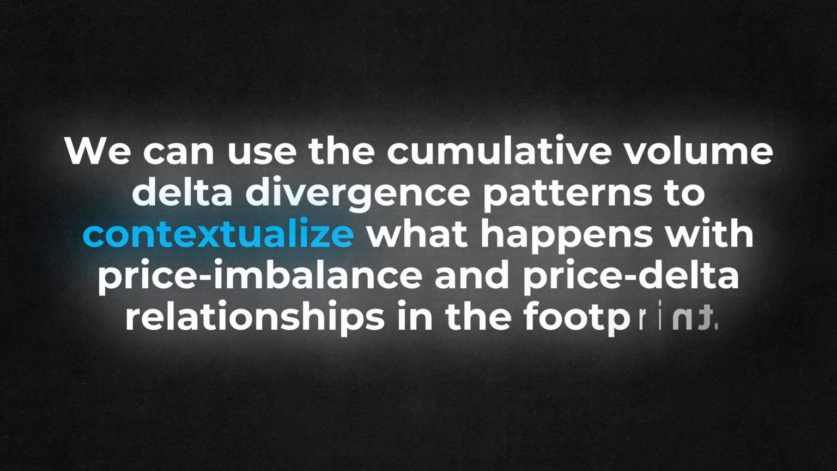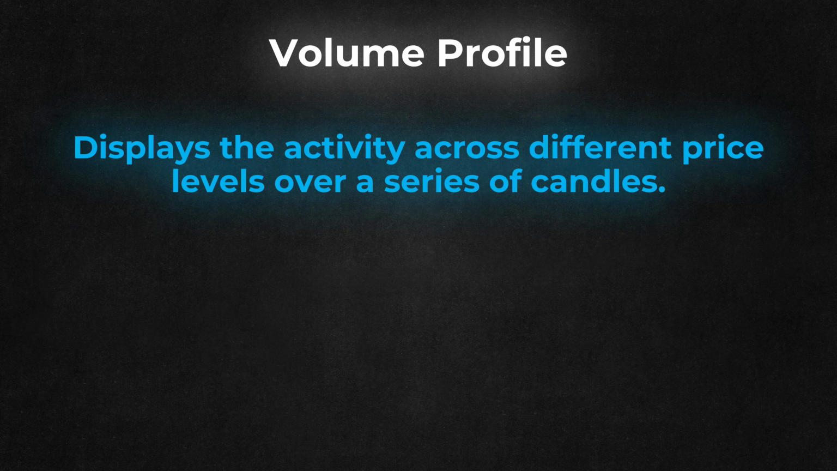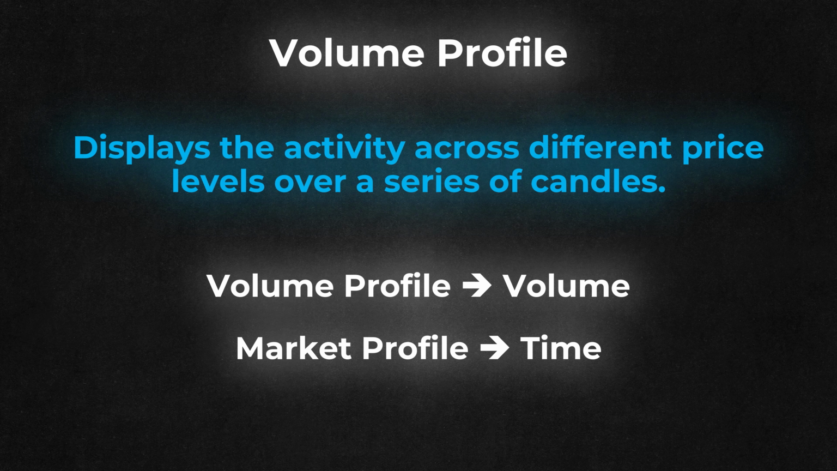We can, of course, use the cumulative volume delta divergence patterns to contextualize what happens with price imbalance and price delta relationships in the footprint. Another important tool of order flow analysis is the volume profile. The volume profile is a variation of Steidlmayer's market profile. It simply displays the activity across different price levels over a series of candles, so it's a volume at price tool.